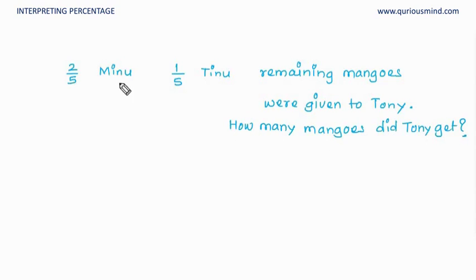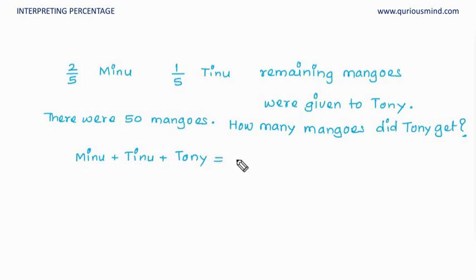What I need to know is the size of the whole. So I need to know how many total mangoes there were. So if it is given that there were 50 mangoes in total, then I can certainly find out how many Tony got. How do I do it? The mangoes which Minu got plus the mangoes which Tinu got plus the mangoes which Tony got, because he got all the remaining, are going to be equal to the whole. These fractions are going to add up to the whole.